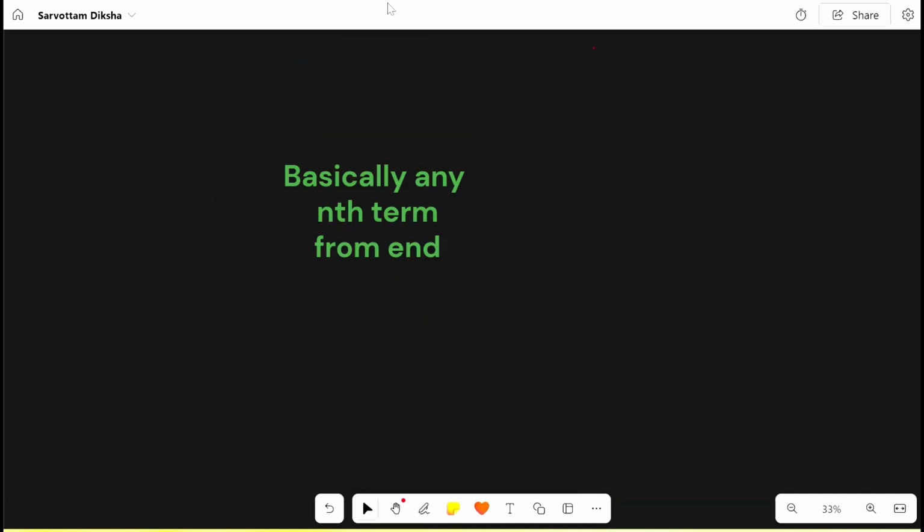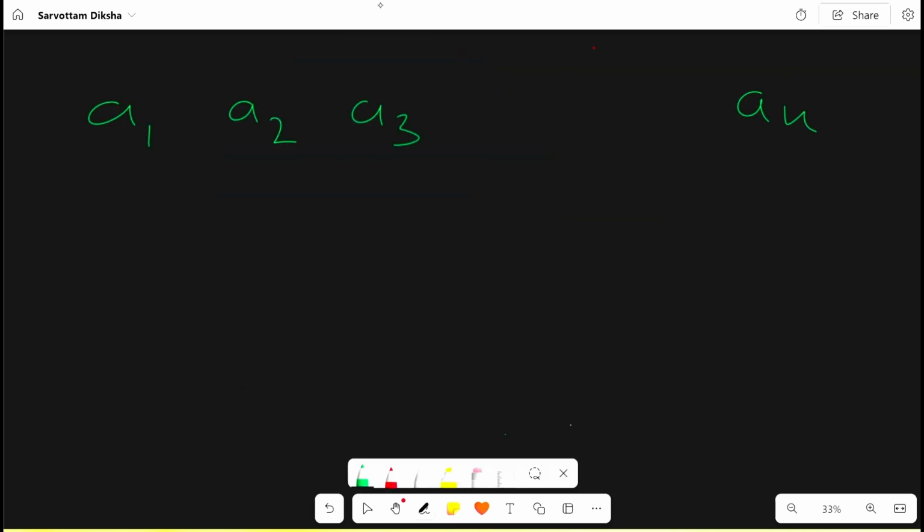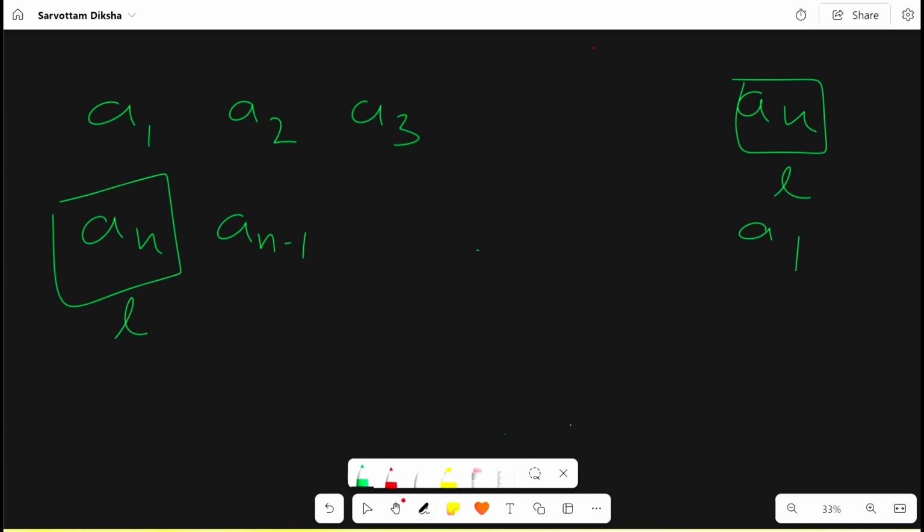Now sometimes they ask us to find the 10th term from the end. I know my AP is A1, A2, A3 up to An, which I also refer to as L at times. If I write the AP in reverse order, the 10th term from the end will become the 10th term from the beginning. So if I consider my A in this descending AP as L, what will D become? It will become negative D.